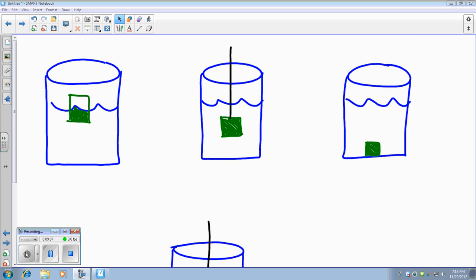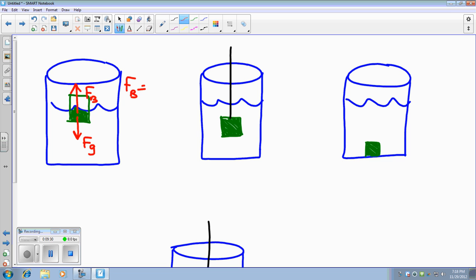Let's take a look at all three of these examples here. And really this is kind of the big idea right here. We've got three different beakers, three different blocks doing separate things. Let's identify the forces acting on them. In this situation, we have force of gravity and we have the buoyant force. And in this situation, we can say that the buoyant force is equal to two things.